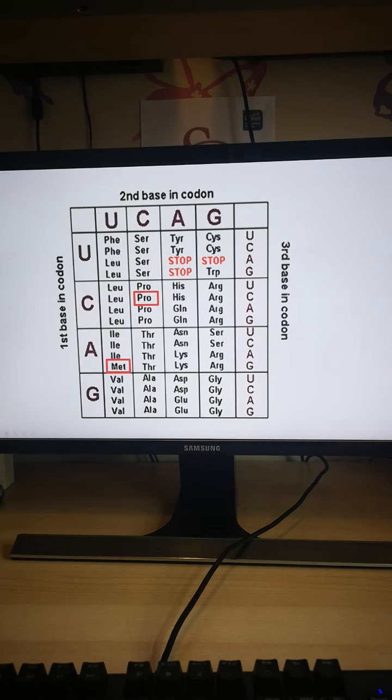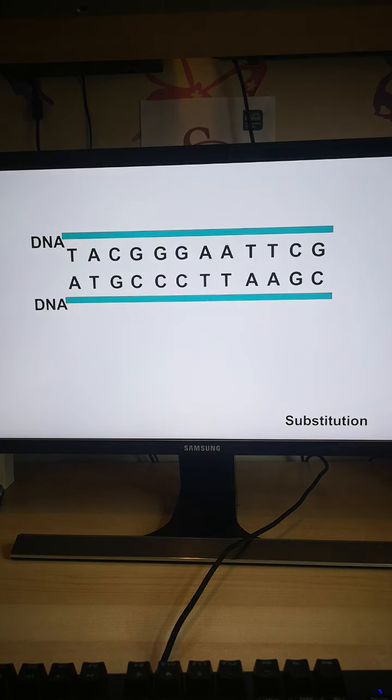Okay, so that's how they were all looked up. So you can do that with any mRNA. As long as you know the codons, you can use this codon table to work out what amino acids are coded for. Okay, so now we're going to have a think about mutation.